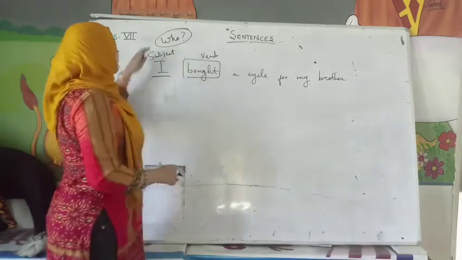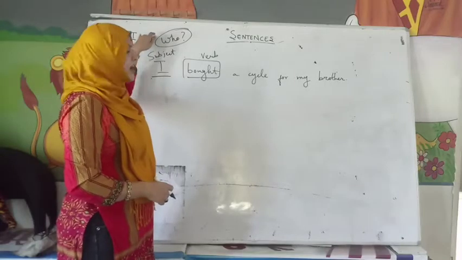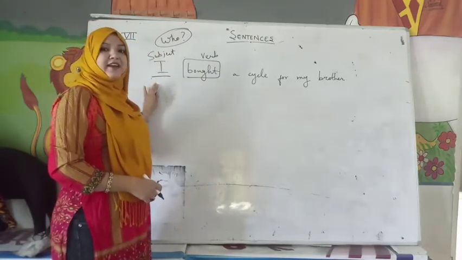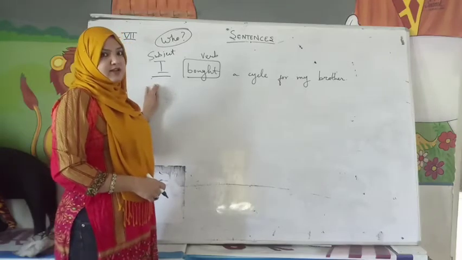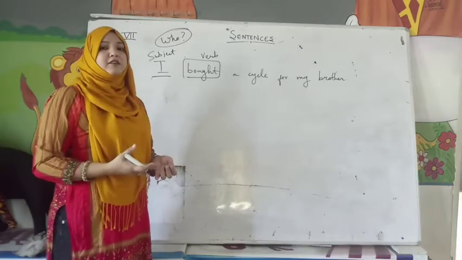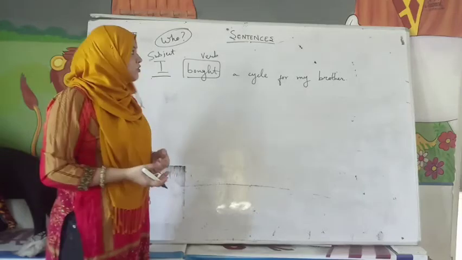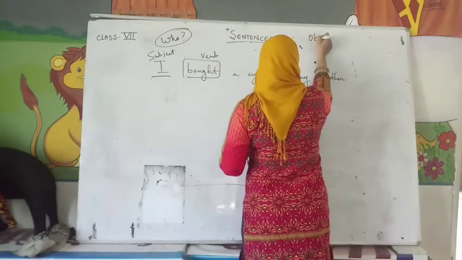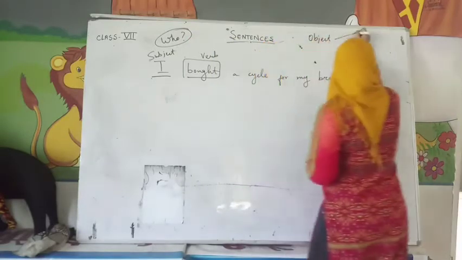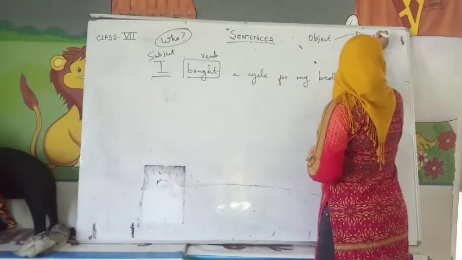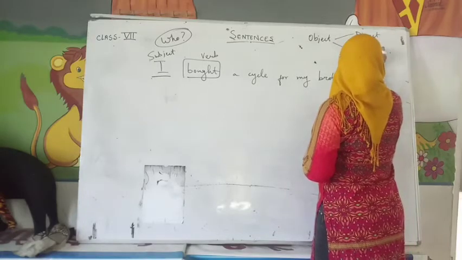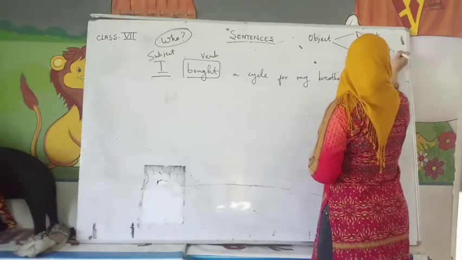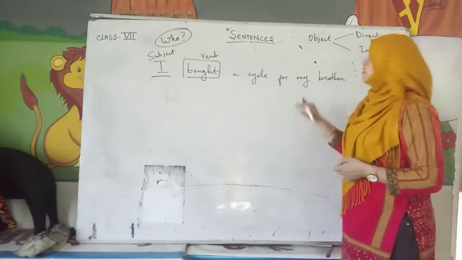Understood? So for finding subject, we ask the question who. Who bought a cycle? So answer आता है I. So I is the subject. So now to find object, I told you object. There are two kinds of object. One is direct and the other is indirect. Okay, there are two types of object.